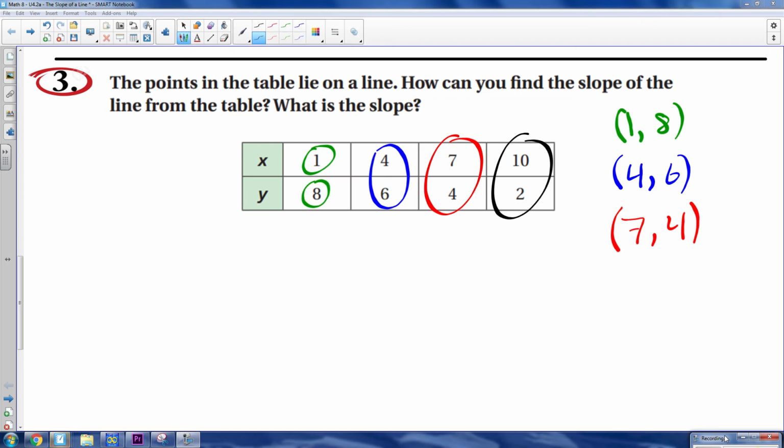And 10, 2. Now, you don't have to write out all the points every time. That's fine. But you do want to know how to find the slope from a table. You can do it a couple of different ways. I like to do change in y over change in x. But we don't need all this information.